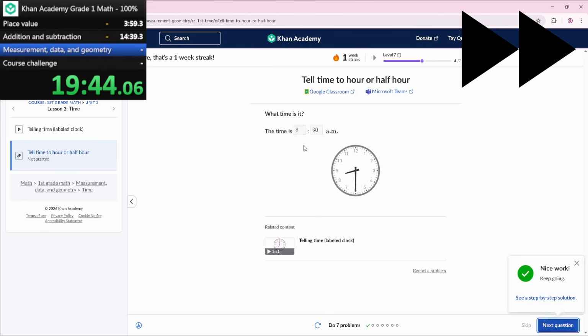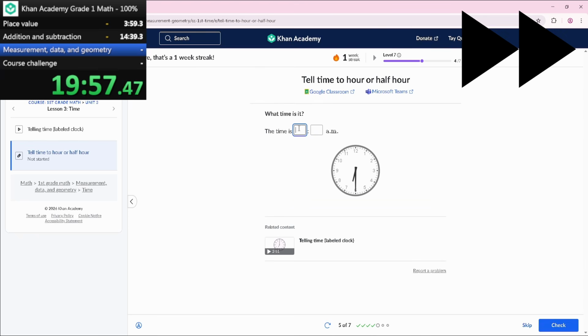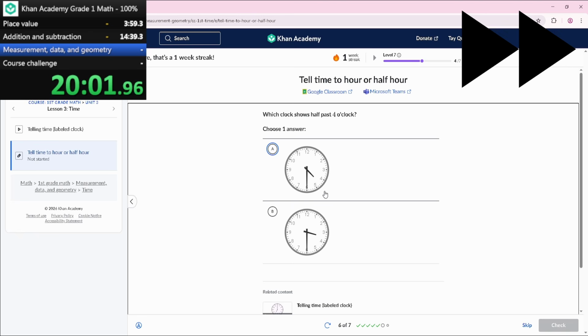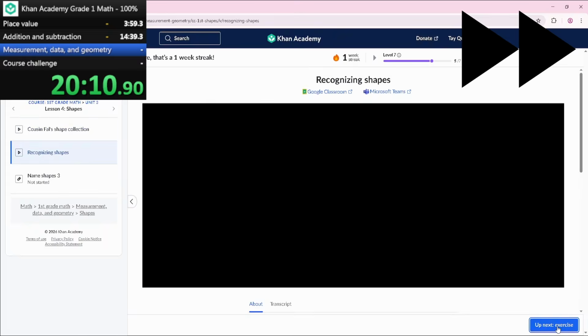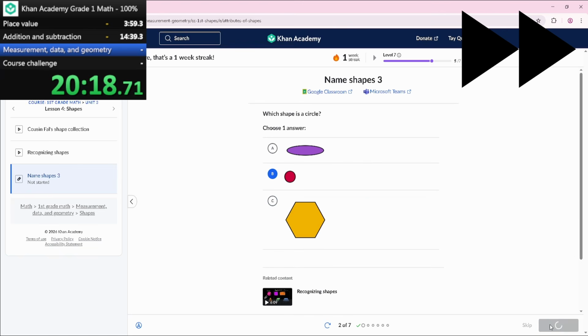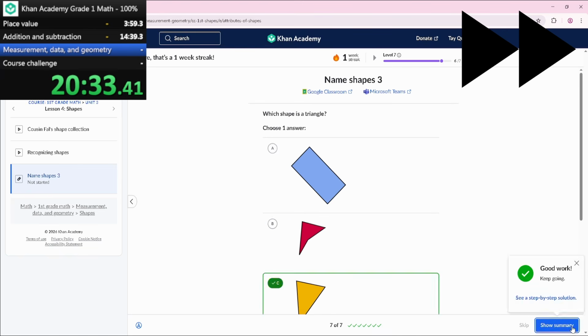Lesson 3 wanted me to tell the time from an analog clock. This made me wonder, can kids even read analog clocks nowadays? I feel like everyone has phones and iPads that there really isn't much of a need to read analog clocks. Anyways, we move on to naming shapes. And as a proud first grade graduate, I didn't have much problem with these.